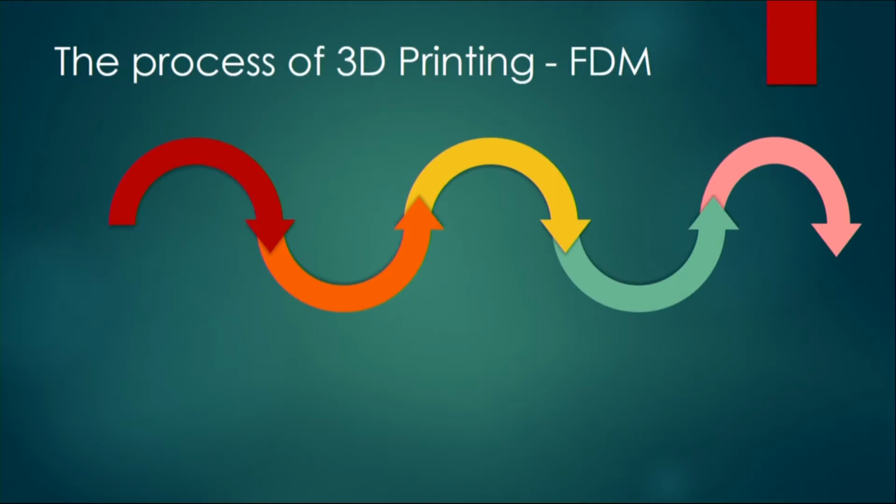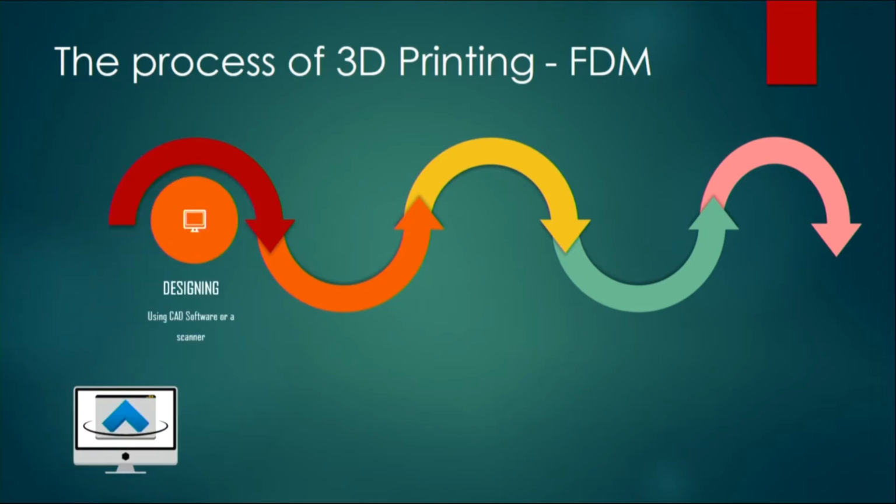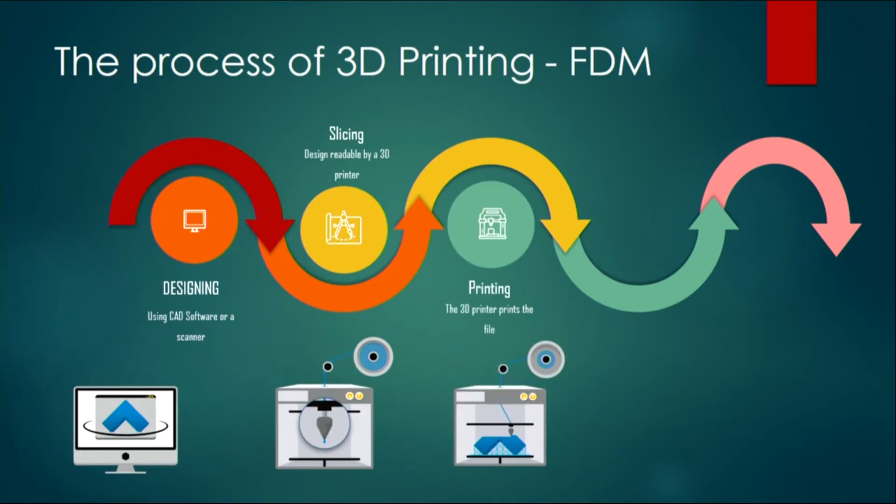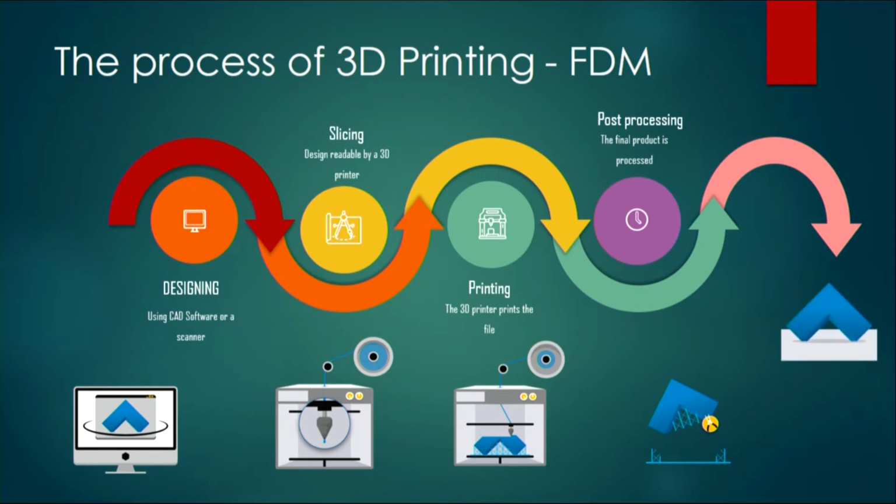Coming to the process of 3D printing, let us take FDM, which is also called fused deposition modeling. First, you have to design a file using CAD software on a computer, after which it is converted into an .stl file, also called slicing, which is readable by a 3D printer. You input this file via a pen drive to the 3D printer, which prints the file. After printing, the parts are processed, and finally you get an object.